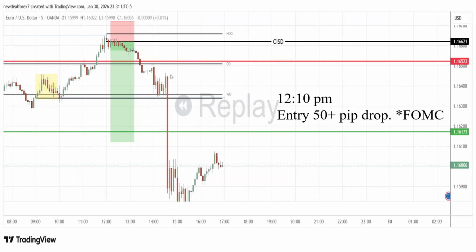So that's why the price spiked down in the afternoon. Not the best example, but it did still pay out 50 pips. Your entry would have been at 12:10 p.m. And then once the change of state of delivery comes, where price closes below the candle that creates the high, then it was just pretty much a straight drop from there.